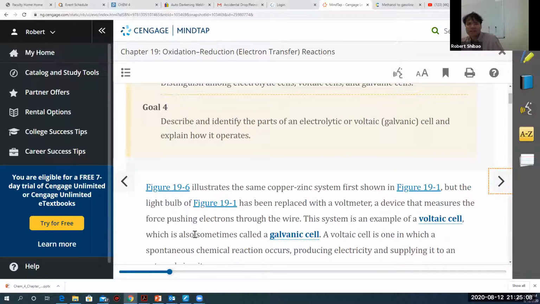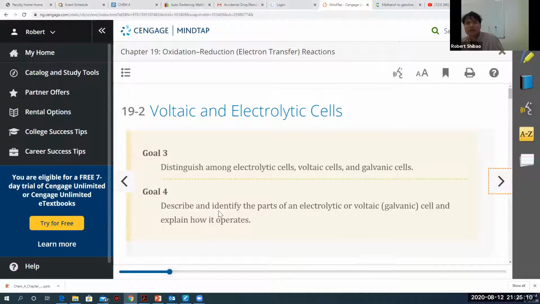That's not a cell, I mean a battery. Batteries we give another name for. Batteries we call voltaic cells. Voltaic cells and galvanic cells are the same thing. So these are the same, voltaic and galvanic cells. These are going to generate electricity.